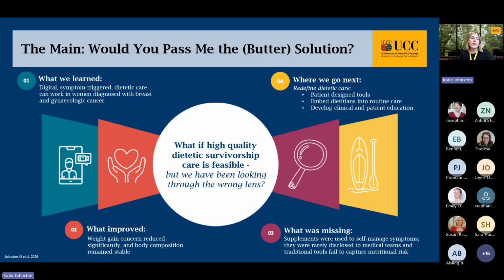What improved? Well, we found that weight gain concern reduced significantly in those that received the intervention in the randomized control trial, and that their body composition remained stable. We also have some suggestions that their quality of life, including fatigue, anxiety, and depression, also improved in those that received the intervention.